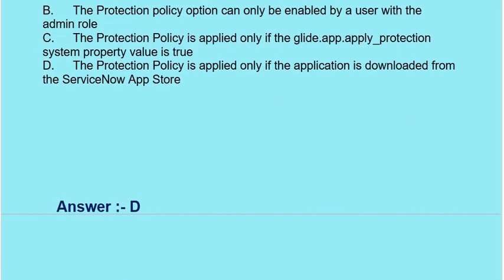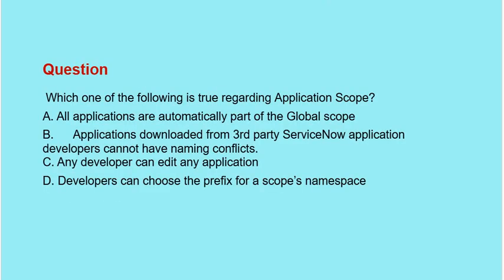Correct answer is option D. Question is, which one of the following is true regarding application scope? Option A, all applications are automatically part of the global scope. Option B, applications downloaded from third-party ServiceNow application developers cannot have naming conflicts. Option C, any developer can edit any application. Option D, developers can choose the prefix for a scope's namespace.